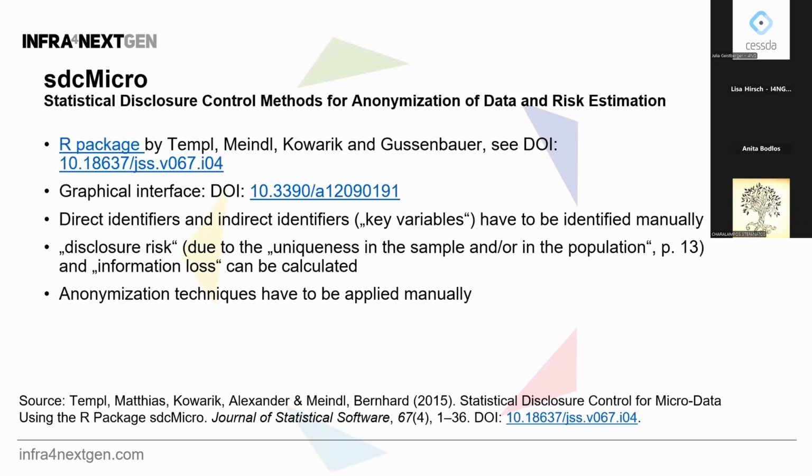There's another tool called sdcMicro, Statistical Disclosure Control Methods for Anonymization of Data and Risk Estimation. This is an R package and also has a graphical interface. Here also it's the researcher's job to identify direct identifiers and also to identify indirect identifiers, which are called key variables in this framework. They have to be identified manually, and this information has to be transmitted to this package or has to be defined.